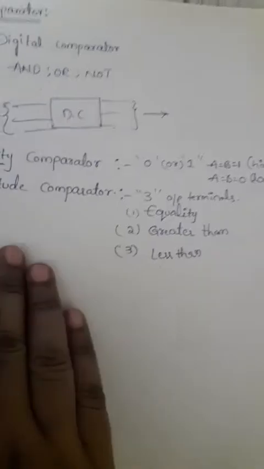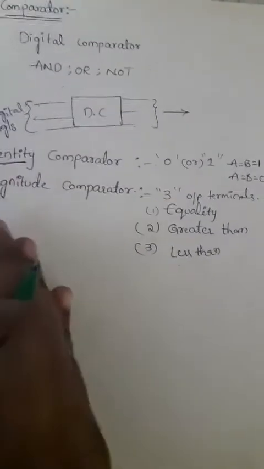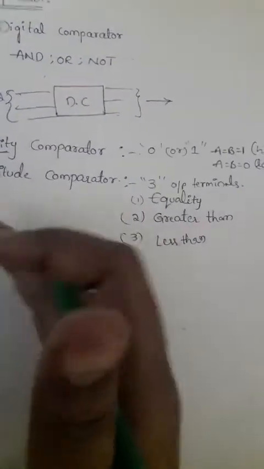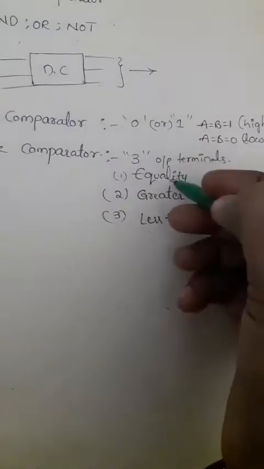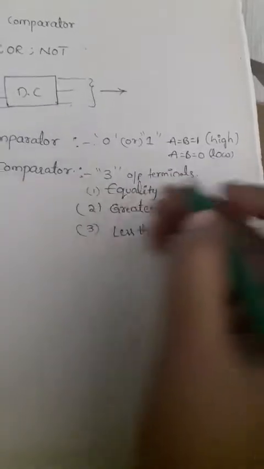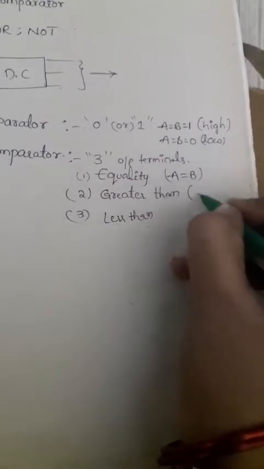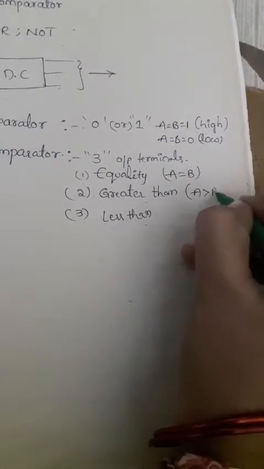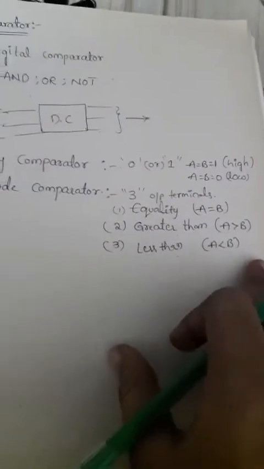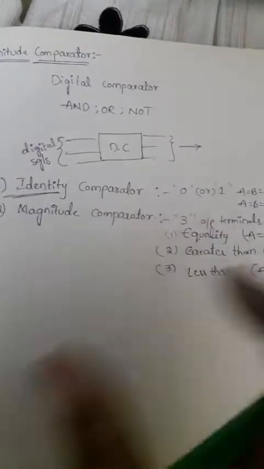So what is a magnitude comparator? A magnitude comparator is a digital comparator which compares the input signals and produces the output for three conditions: equality, greater than, and less than. If you consider the two inputs as A and B, then the conditions become A equals B, A greater than B, and A less than B. These are the three conditions we have in a magnitude comparator at the output side.